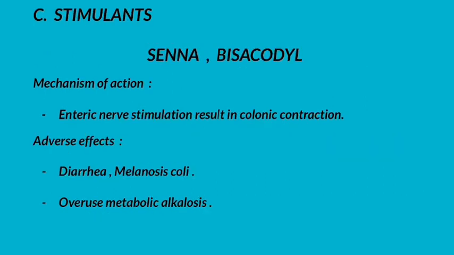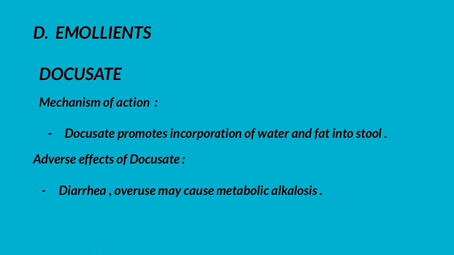Stimulants: senna, bisacodyl. Mechanism of action: enteric nerve stimulation results in colonic contraction. Adverse effects: diarrhea, melanosis coli, overuse metabolic alkalosis. Emollients: docusate. Mechanism of action: docusate promotes incorporation of water and fat into stool. Adverse effects of docusate: diarrhea, overuse may cause metabolic alkalosis.